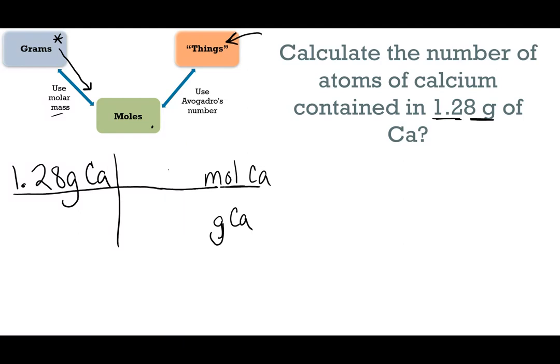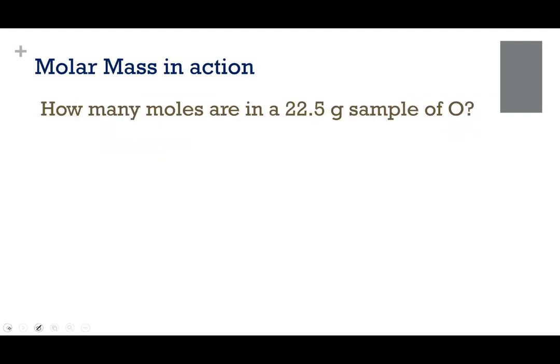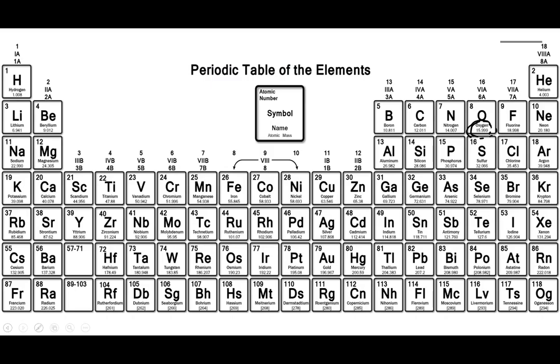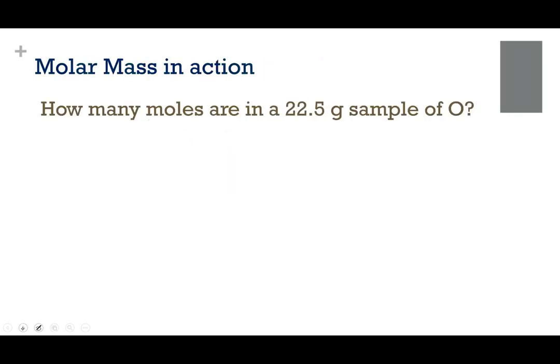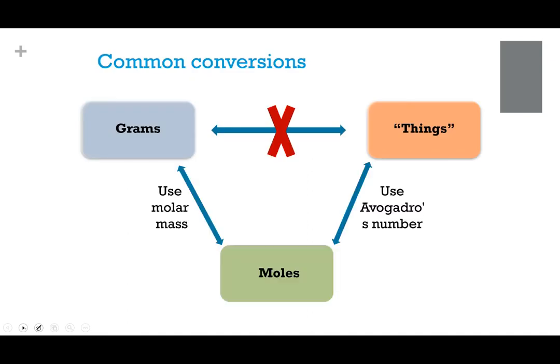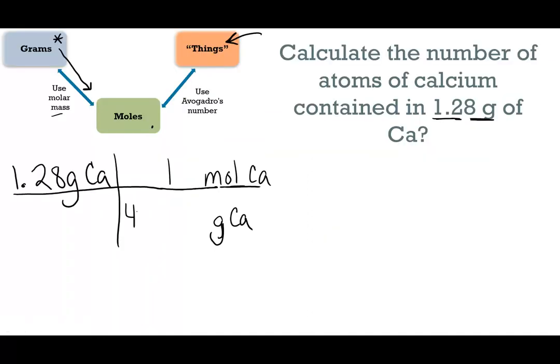What unit always goes with mole? Yep, the number 1. And then how many grams of calcium are in 1 mole? Go to your periodic table. Find calcium. Finding it's half the problem, half the battle. So find calcium and 40.078. Okay. Multiply across the top, divide by the bottom.